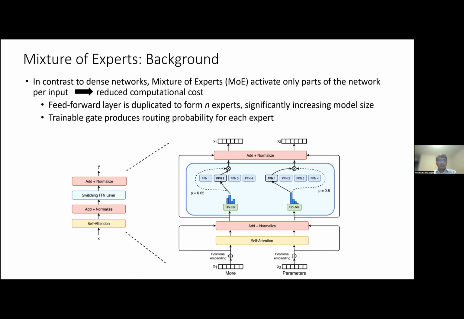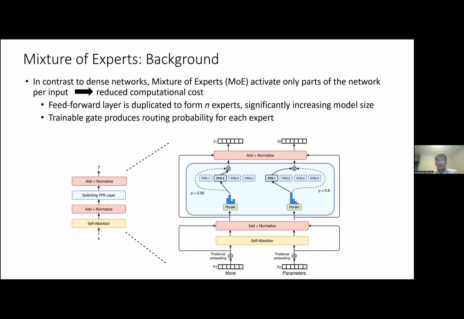Okay, so now to give a brief background into why mixture of experts are different and what are the different things we need to consider before we even talk about how to use NAS to extract efficient subnetworks. So there are two important components in a mixture of experts network. The first one is the experts themselves.